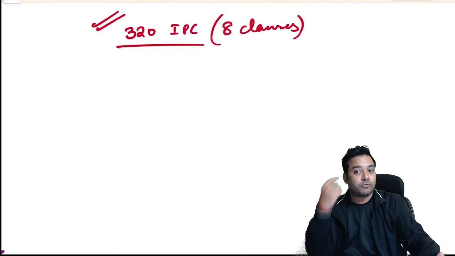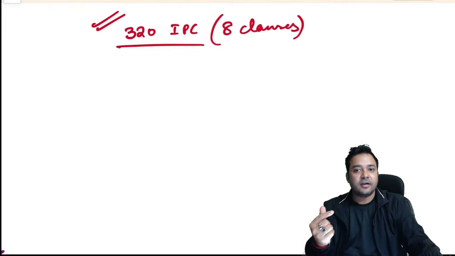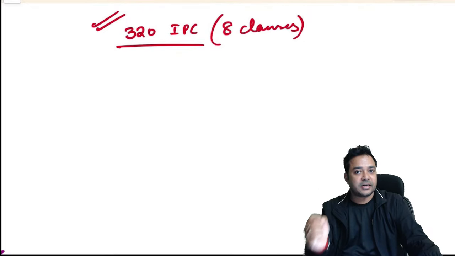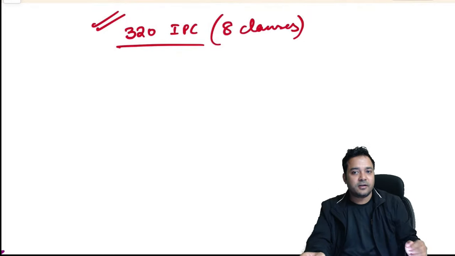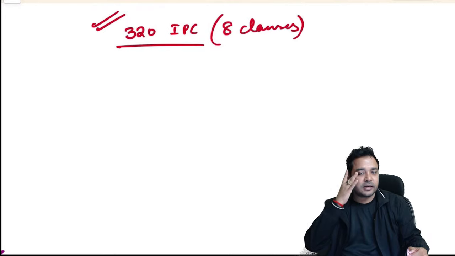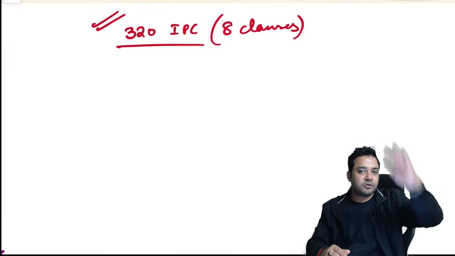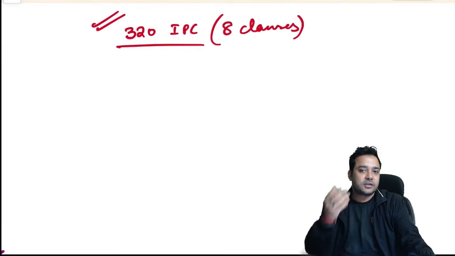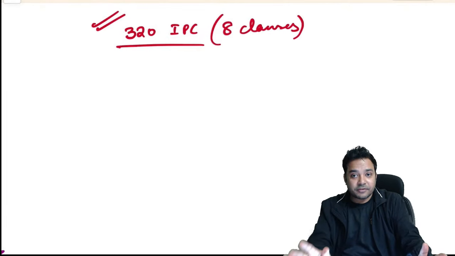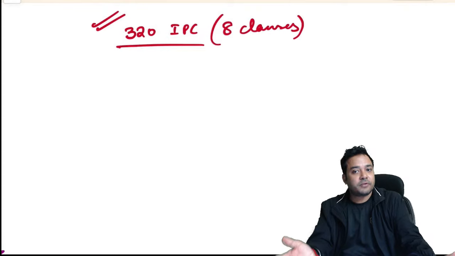Because these injuries over the face will heal with a scar. Scar is a permanent disfiguration. Clause 6 is done. What was 1? Emasculation. What was clause 2? Eyes. 3? Ears. 4 and 5? Member of joint. In 4, cut the member of joint. In 5, reduce the power of the member of joint. The 6th is to disfigure the face. The 7th is fracture or dislocation of any bone or tooth.